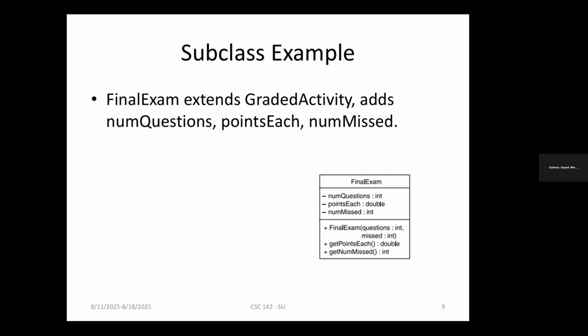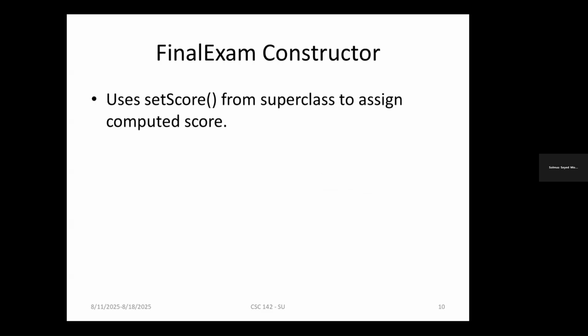Here we have three fields: numQuestions, pointsEach, and numMissed. The data types are, the first one is integer, the second one is a double, and the last one is integer. And for the methods, we have three methods: FinalExam, getPointsEach, and getNumMissed. Depending on what we are returning, we have to define that integer or double. For the first one, FinalExam, we have to define it as an integer. Okay, FinalExam constructor.